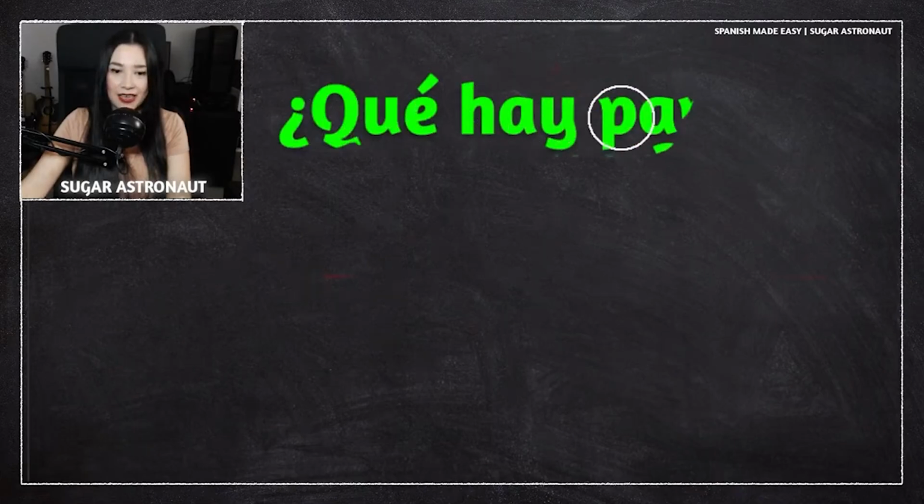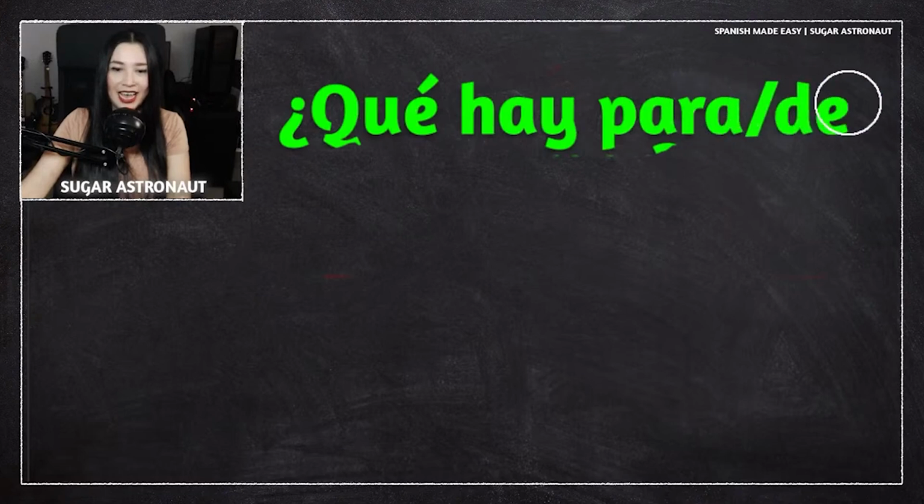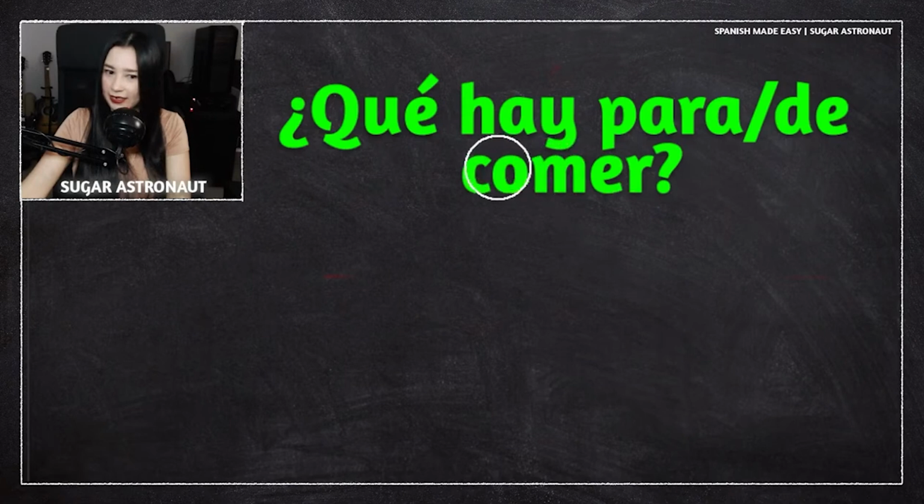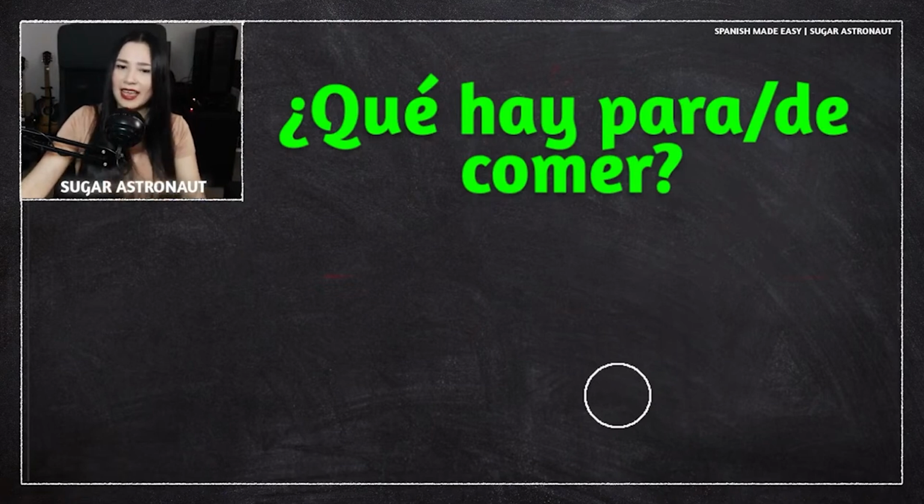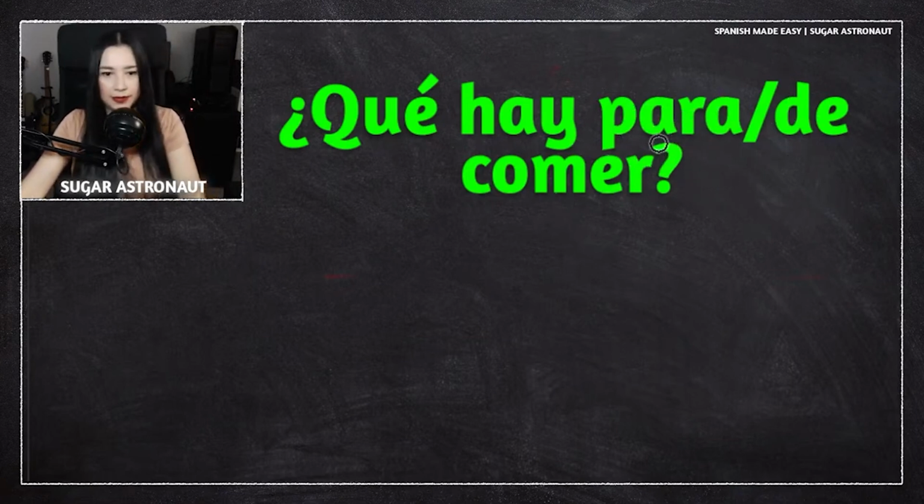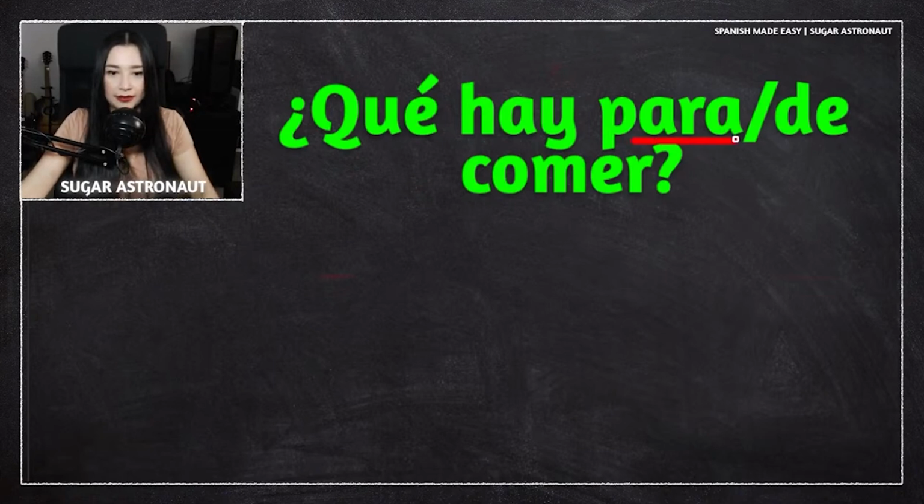¿Qué hay? That's a question. ¿Qué hay para comer? Or ¿qué hay de comer? So you can use either para or de. Okay? Para, de. So what are we talking about?